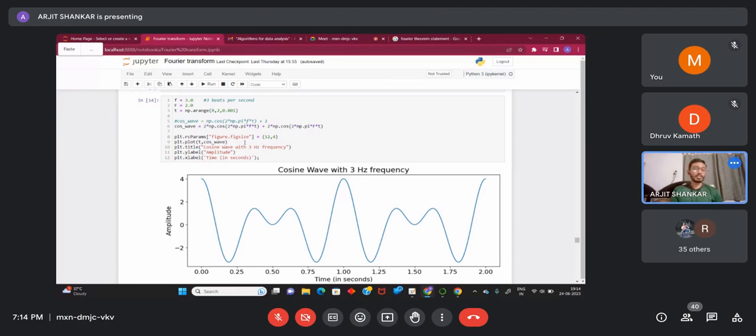Okay. So what can we do? In such cases, we can use Fourier transform or Fourier series, Fourier analysis to find out the hidden frequencies in that. That's what it's all about.